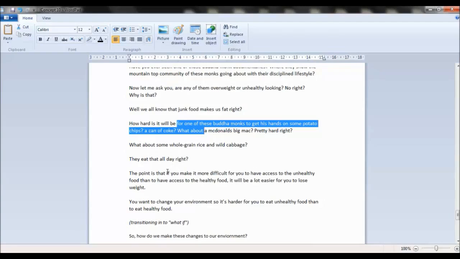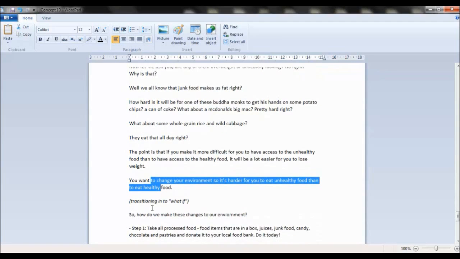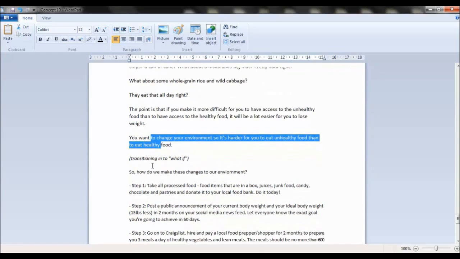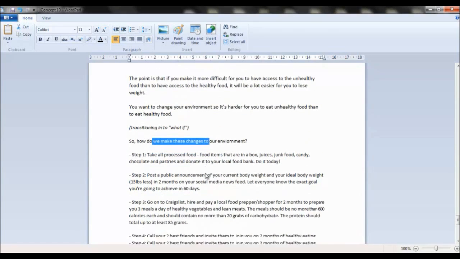The point here is that if you make it more difficult for you to have access to unhealthy food than it is for you to have access to healthy food, it'll be a lot easier for you to lose weight. You want to change your environment so it's harder for you to eat unhealthy food than it is for you to eat healthy food. Now we transition into the what if, which is the step by step.